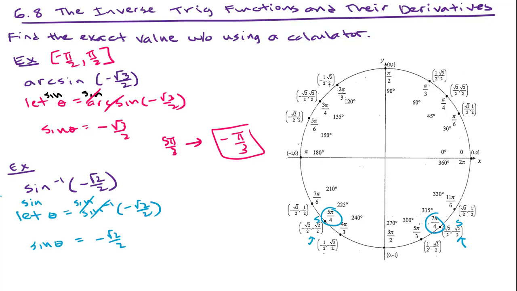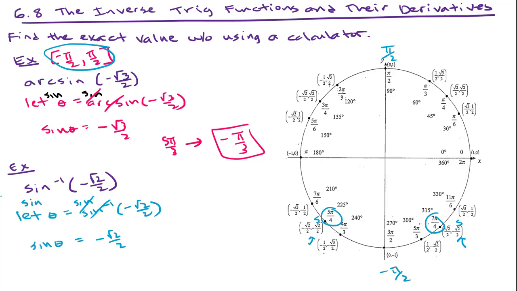All right, so again, we are restricted. We can only be between negative pi over 2 and positive pi over 2. So I can only be between here, at 90 degrees and negative 90 degrees, so negative pi over 2. And again, 7 pi over 4 is outside of the range of the inverse, so we need to find a coterminal angle that's going to fall within negative pi over 2 and pi over 2.